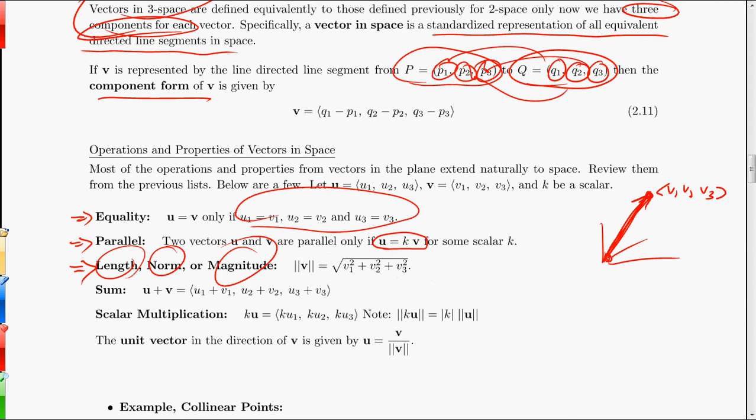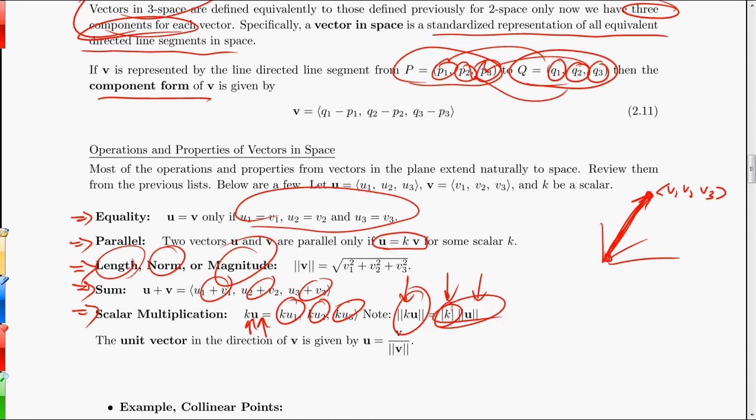When you add two vectors, you add them term by term. Scalar multiple, if you take a scalar or a number and multiply it by a vector, you multiply each term in that vector by the scalar. The magnitude of a scalar times a vector is just the absolute value of that scalar times the magnitude of the original vector. In other words, if k is less than 1, then ku will be shorter than u. If k is bigger than 1, then ku will be bigger than the original u.